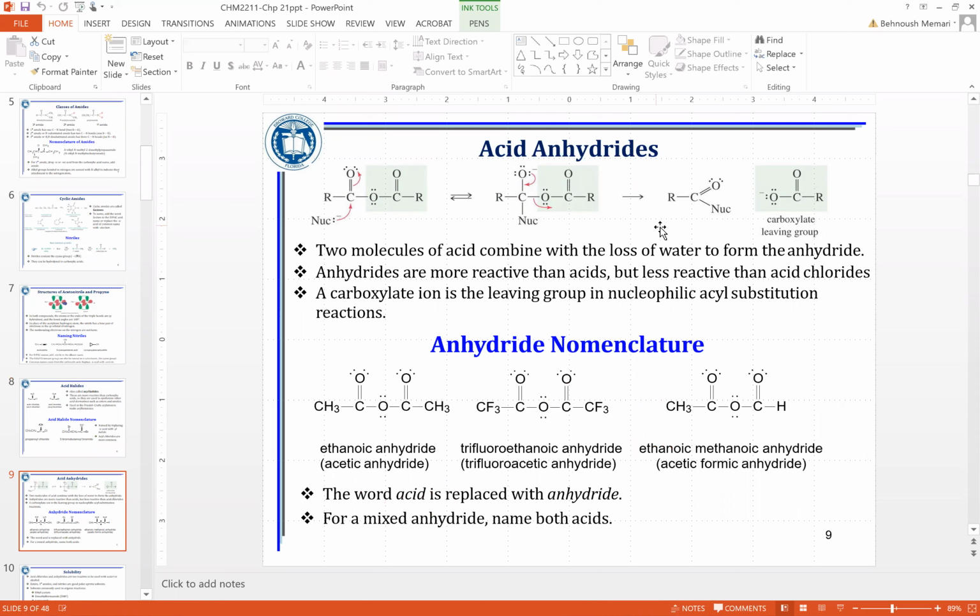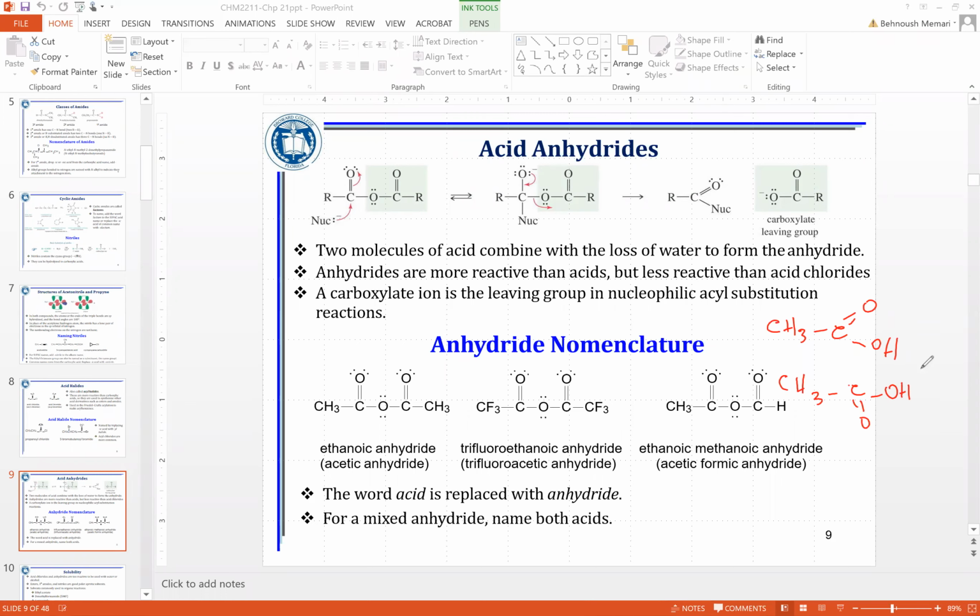Acid anhydrides are like 2 carboxylic acid groups combined by losing water. So it's 2 molecules of carboxylic acid that lose water and change to acid anhydride. Let me just draw this structure here. Let's say you have acetic acid here, or ethanoic acid, and then you have another ethanoic acid here.